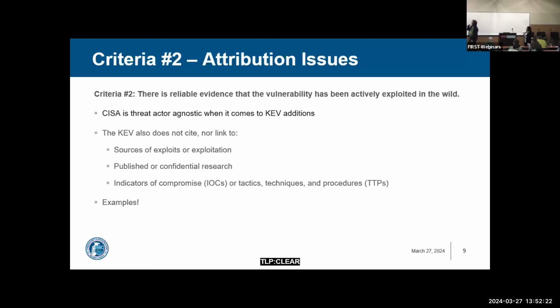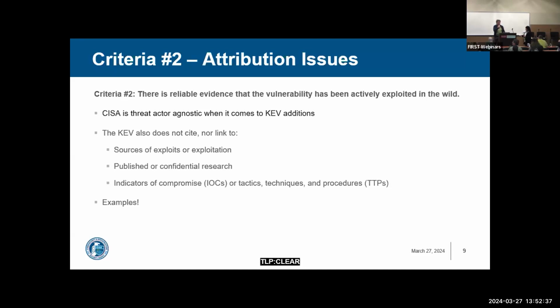All right. Criteria number 2, part 3, attribution. See, I told you this would be the longest one. Attribution issues. So did we cover all this through questions? I think we basically covered all this, right?